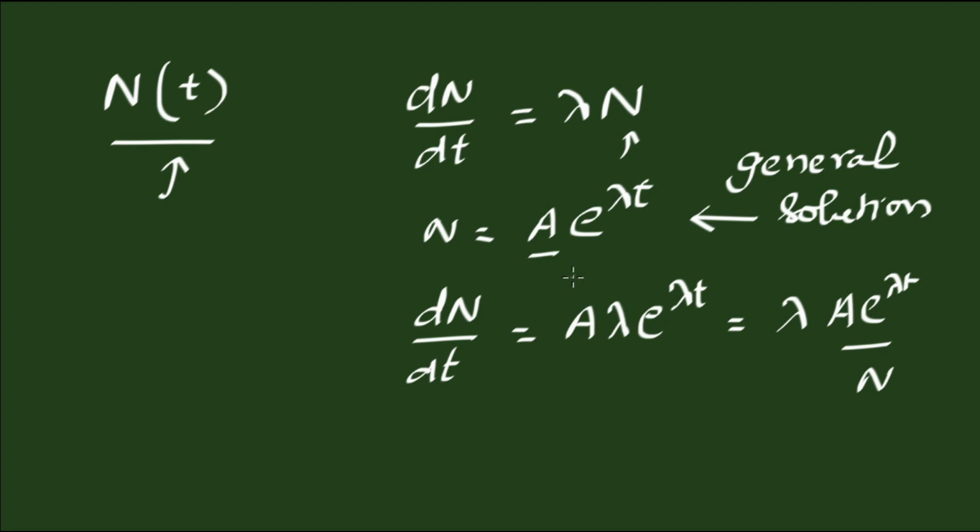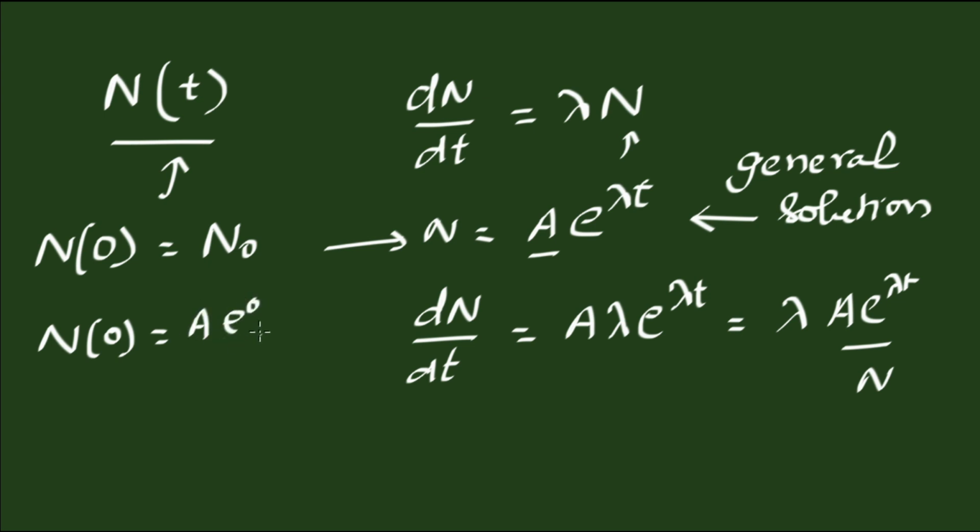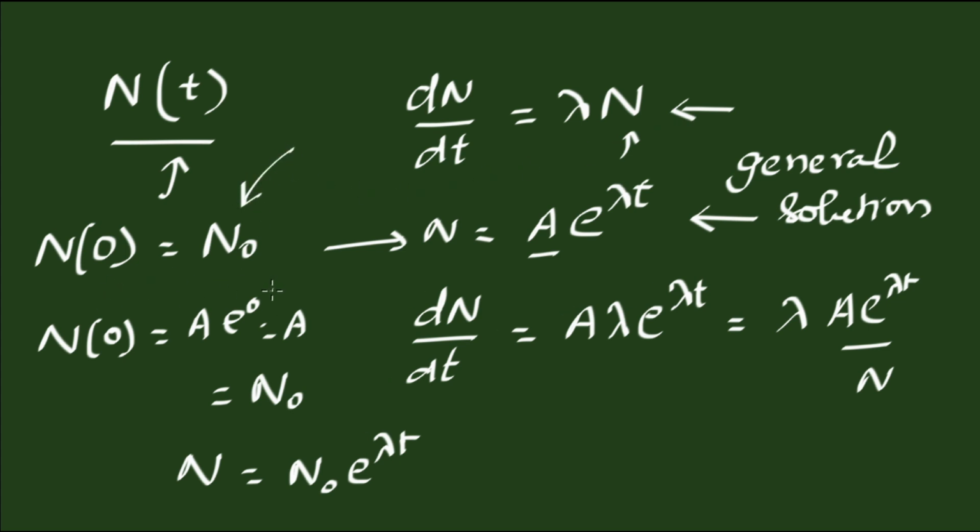Now we find the particular solution by using an auxiliary condition. For example, we might say that at time t equal to 0, the number of bacteria is N0. So if we add this condition to this equation, N at time t equal to 0 will be A e to the power of 0, which is A, and that's equal to N naught. So now we can write down the equation N is equal to N naught e to the power of lambda t, which is the solution of this differential equation for this particular initial condition. And this is called a particular solution.